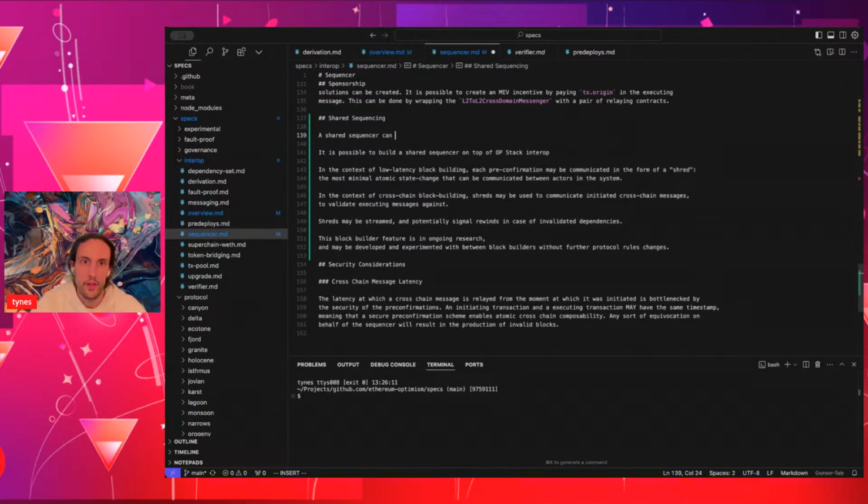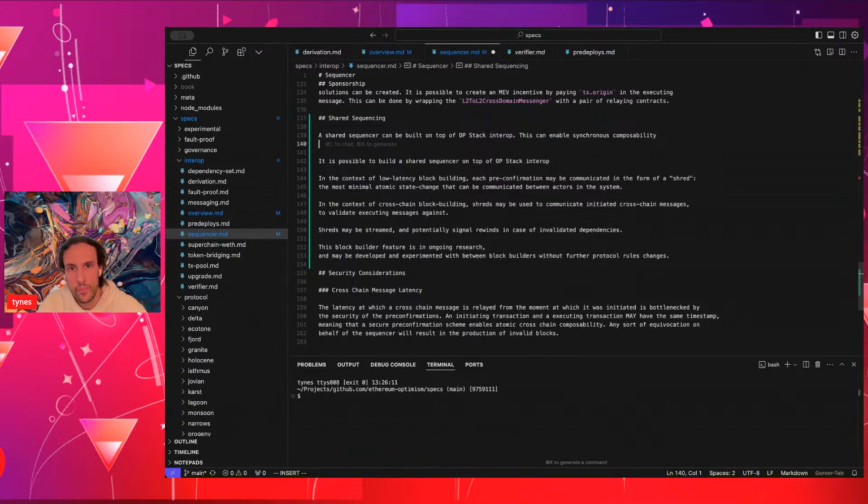A shared sequencer can be built on top of OP Stack interop if this can enable, we love our buzzwords, synchronous composability, with transactions that execute between multiple chains at the same timestamp.